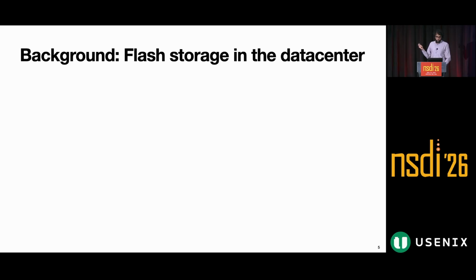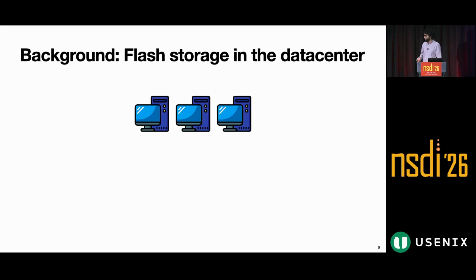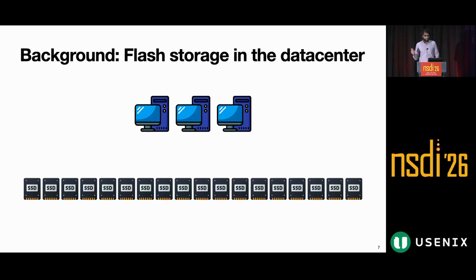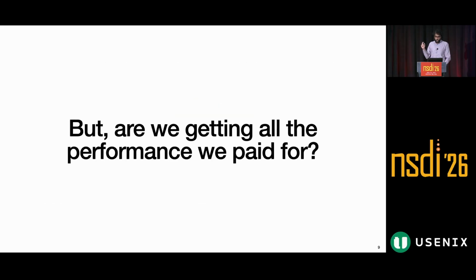So first, you have your compute clusters in the data center, which is running your VMs, your containers, bare metal machines, and so on. And then you have a colossal number of SSDs, which is large enough that it cannot fit on a single server to meet your storage requirements. And so you connect these over high-performance networks. Now, this is pretty standard resource disaggregation. And the question we want to ask is, are we getting all the performance that we paid for?